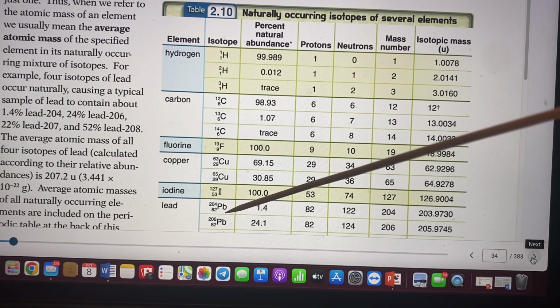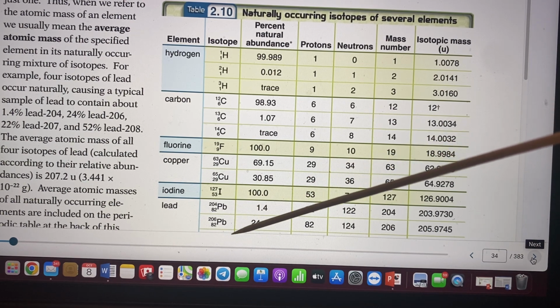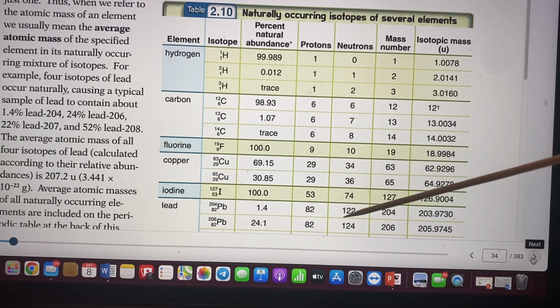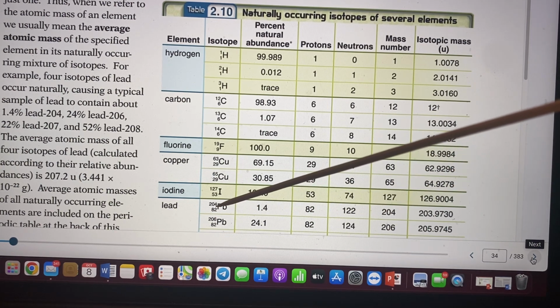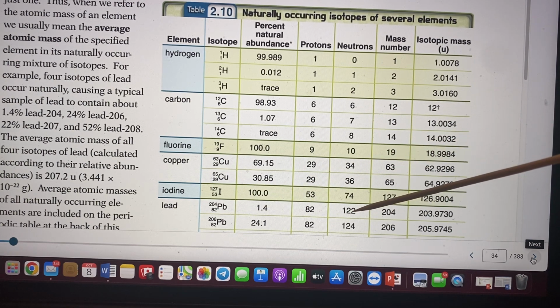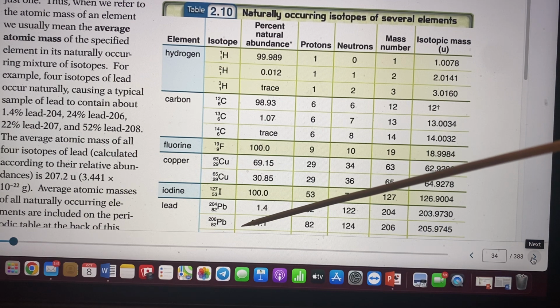Here's lead, which is Pb. We have lead with 204 and 206. So the 204 here is, we have 82 protons, 122 neutrons, because you have 204 minus 82, 122 neutrons. The number now is 203.97, close to 204, huh? Now we have lead with 206.